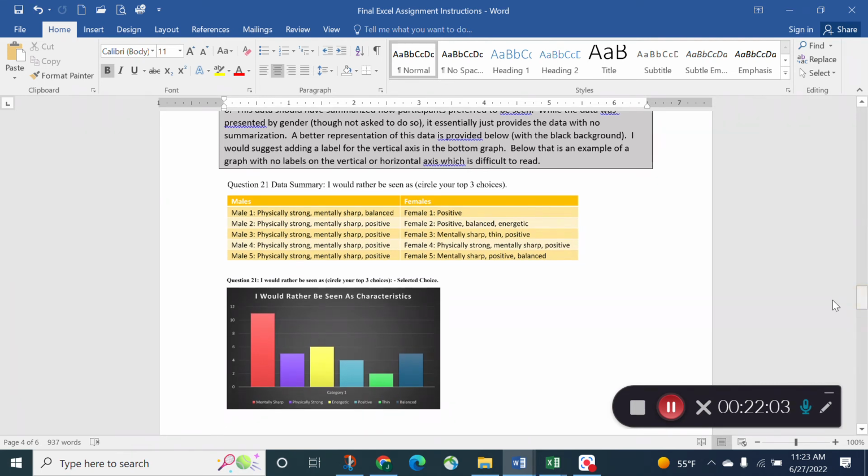So here's a better representation of that. I'd rather be seen as mentally sharp. Okay, well, here are the categories, and then here's the number of people. So this is helpful. So this person probably had 12 people, and so 11 people said, I want to be seen as mentally sharp. They only had, looks like maybe 2 people that said thin, and physically strong they had 5 people. So I would say this is a better graphic representation of how do you want to be seen, rather than dividing these into males versus females and then not really ever giving the count.